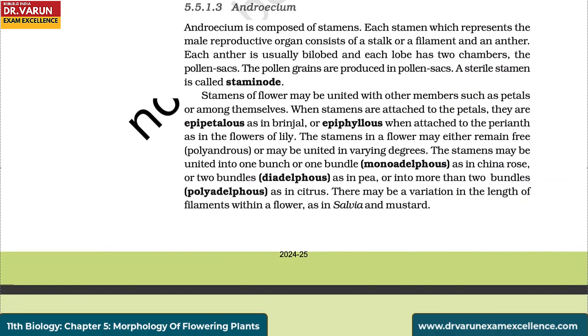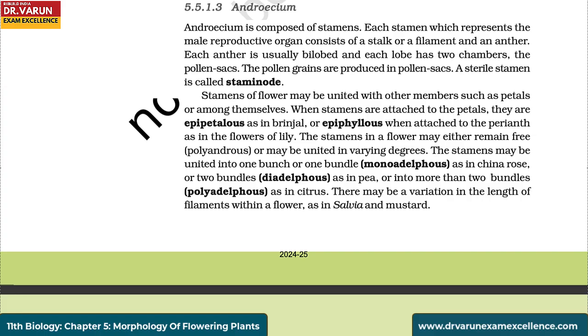Androecium. Androecium is composed of stamens. Each stamen, which represents the male reproductive organ, consists of a stalk or a filament and an anther. Each anther is usually bilobed and each lobe has 2 chambers, the pollen sacs. The pollen grains are produced in pollen sacs. A sterile stamen is called staminode.